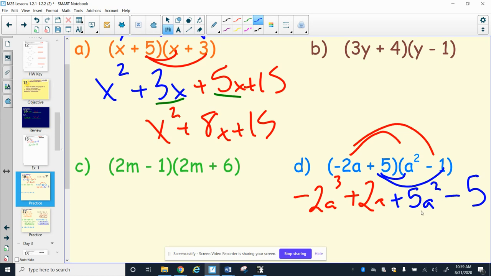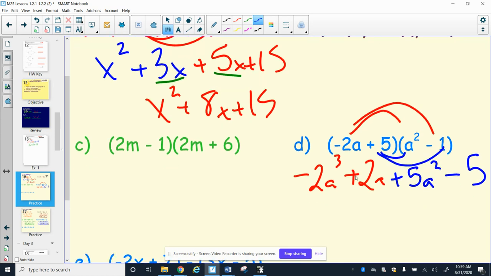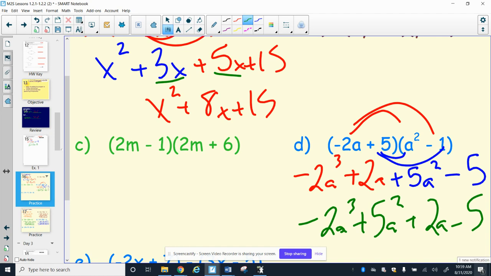If we look at what we're left with, there's actually no like terms. The only step we would complete this with is putting it in standard form where our exponents are all in order. We'd say negative 2a to the third plus 5a squared plus 2a minus 5. Now our exponents are in descending order, 3, 2, 1, and then no a.